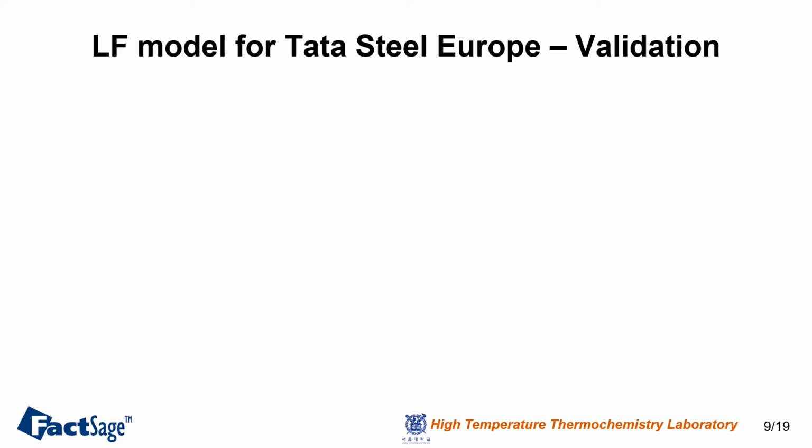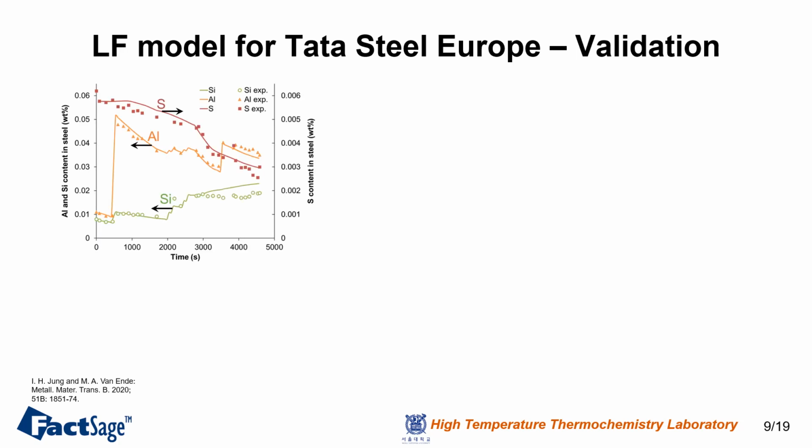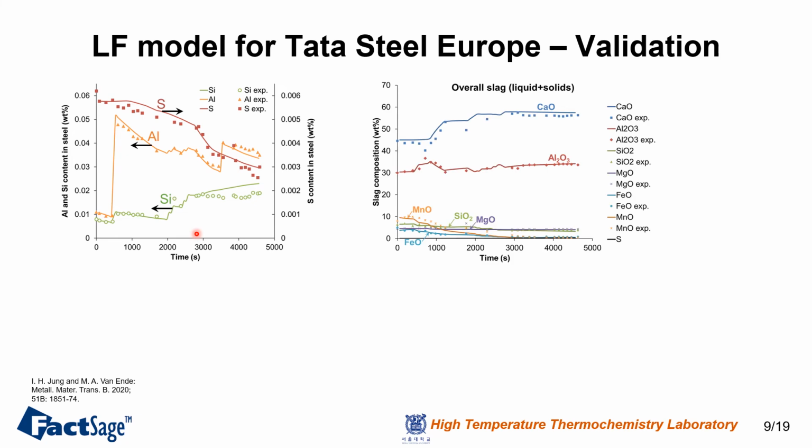Now, after fixing a couple of the key parameters in the process model, we can start to do the prediction of the operation. So this shows you the profile of the aluminum, silicon, and sulfur content in the steel. You can see the solid line is our prediction, and the dotted line, all the symbols, are from the plant sampling data. As you can see, Tata Steel did a huge amount of plant sampling to make sure that our prediction is accurate.